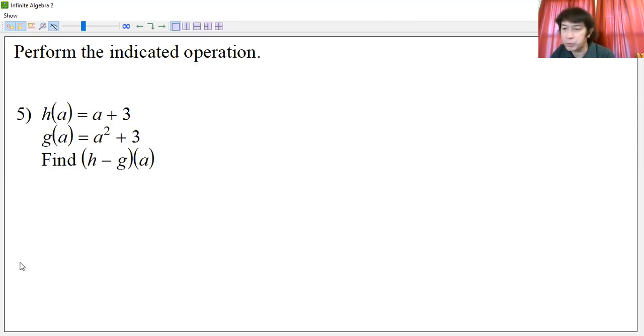This will be now subtraction. And you can see the required. So h of a is equal to a plus 3, and you have g of a, that's equal to a squared plus 3. And then we are asked to find h minus g of a. All right, so let's just verify. Okay, let's proceed to the solution paper.